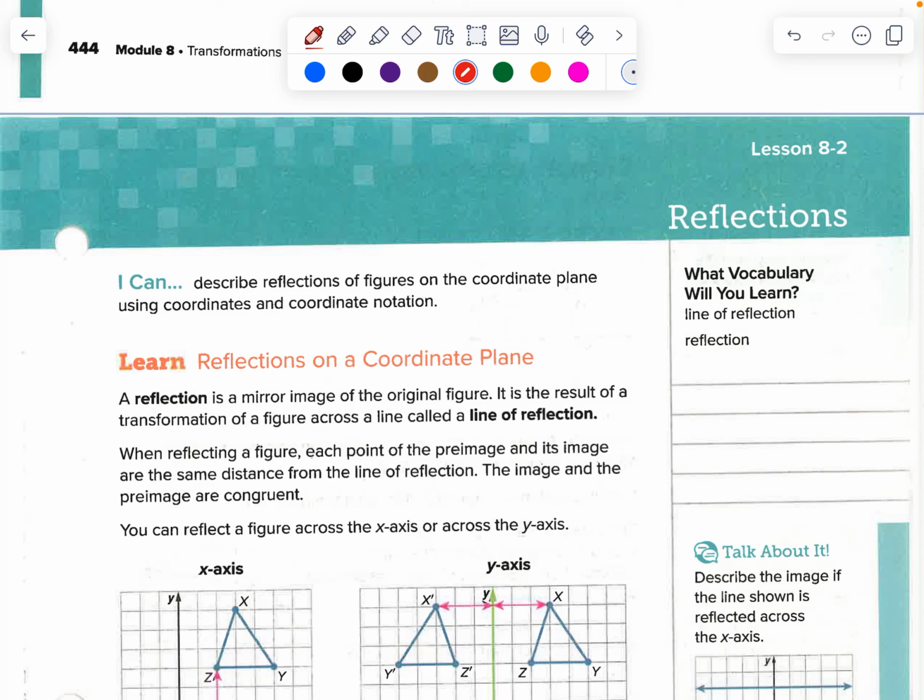Reflections 8.2, we're on page 445. Okay, so we've already talked about how transformations is the whole group of things. We talked about translations, and all you do is slide things around. Now we're going to talk about reflections, and that's a mirror image. On the other things we were talking about flipping something. It's the result of a transformation of a figure across a line called the line of reflection.